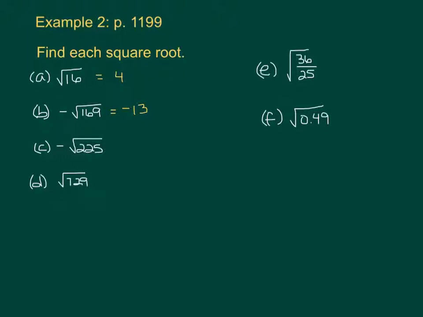C, the negative square root of 225, so we know it's going to be negative, and what number times itself is 225? 15. D, we're looking for a number that you can multiply by itself to equal 729, which is 27.